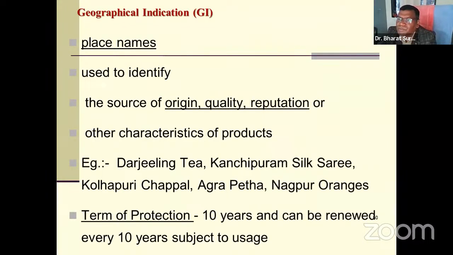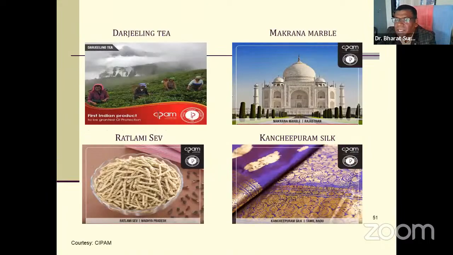Another kind of intellectual property is geographical indication. These place names are used to identify the source of origin, quality, reputation, or other characteristics of products, like Darjeeling tea, Vaigaon turmeric, Bhusawal banana, Nashik grapes. The term is 10 years. It can be renewed every 10 years if you choose.